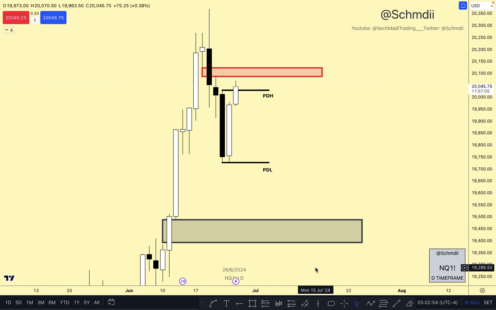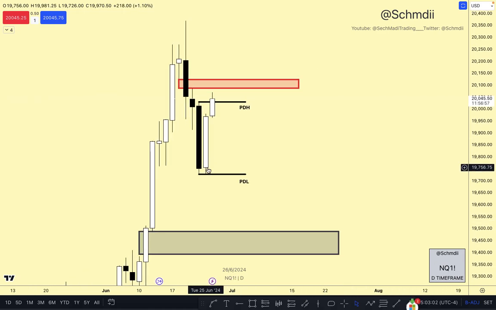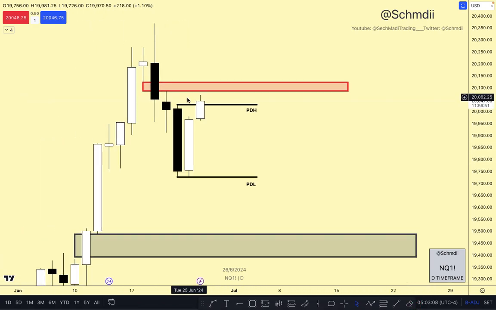Today we're looking at the Nasdaq. We're going to start off on the daily chart, looking at the price movement of yesterday's candle. That's the Tuesday candle, and we'll just ignore the Wednesday candle for now.